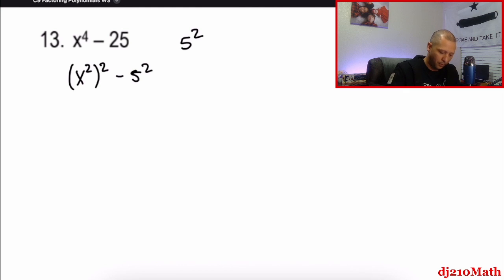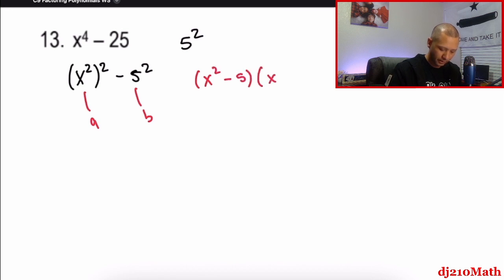So x squared is our A, 5 is our B. So this is going to be x squared minus 5, x squared plus 5. Okay, x squared minus 5. 5 is not a perfect square. It cannot factor out cleanly without introducing a square root, and we don't want to do that. We don't want that.